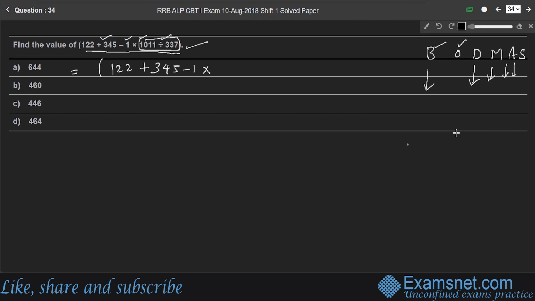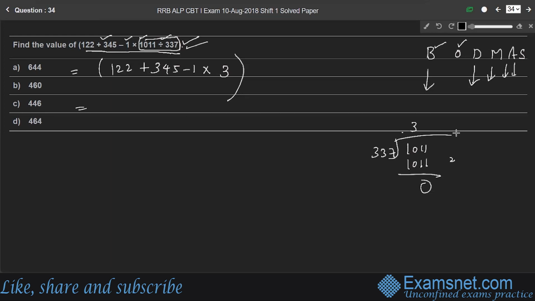What's the answer? 1011 by 337. I think into 3. 7 into 3, 21. 3 into 3, 9 plus 2, 11. Then 3 into 3, 9 plus 1, 10. So 337 into 3 gives 1011. Therefore, 1011 by 337 gives you 3.